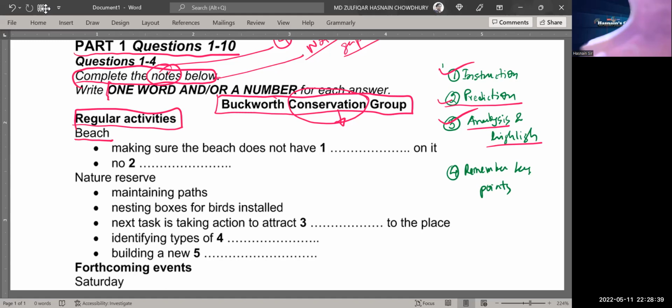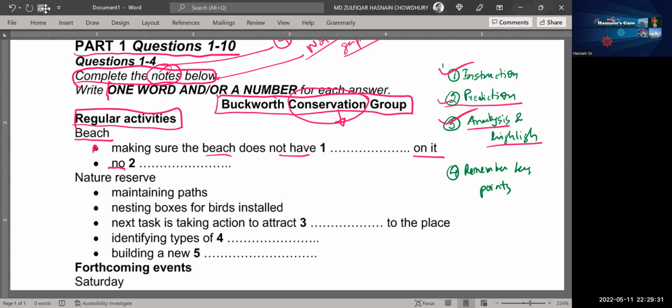So one bullet item is making sure the beach does not have something on it. So which means you are not allowed to throw something or put something on the beach. And second thing is know something. That means something is not allowed. So regarding beach, you need to identify 2 things. One thing is not expected to be on the beach, which means you need to always clean it or remove it. And another thing is to know something, that means should not be allowed, should not be taken to, should be away from the beach.